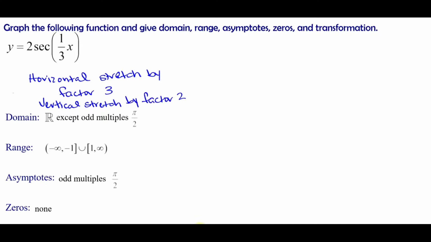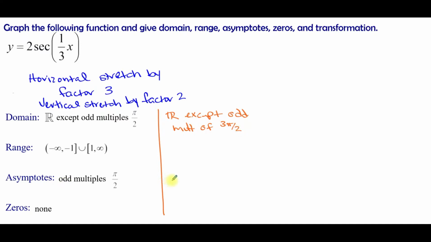And then remember, domain, asymptotes, and zeros are affected by your horizontal change, and so you're going to multiply by that b factor, and your range is going to get multiplied by the a factor. So my b factor, the horizontal change, is 3. So my new properties from my transformed equation are going to be all real numbers except odd multiples, and I'm going to multiply the pi over 2 by the 3. So odd multiples of 3 pi over 2.